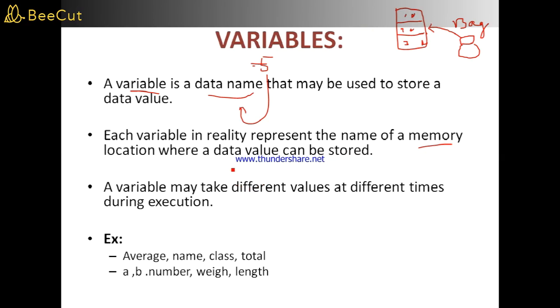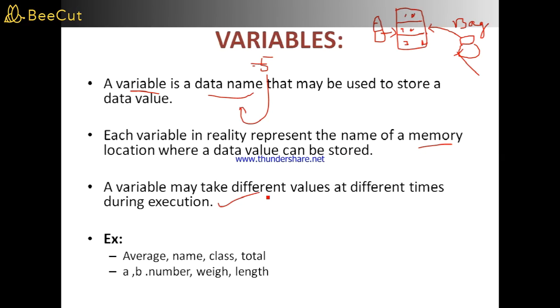A variable may take different values at different times during the execution. Suppose I remove this bag from here and place something else, let it be a water bottle. I will place the water bottle here. That's why it is said a variable may take different values at different times during the execution. First I kept my bag in the shelf, then afterwards I removed that bag from the shelf and kept my water bottle here. That's what this point says.